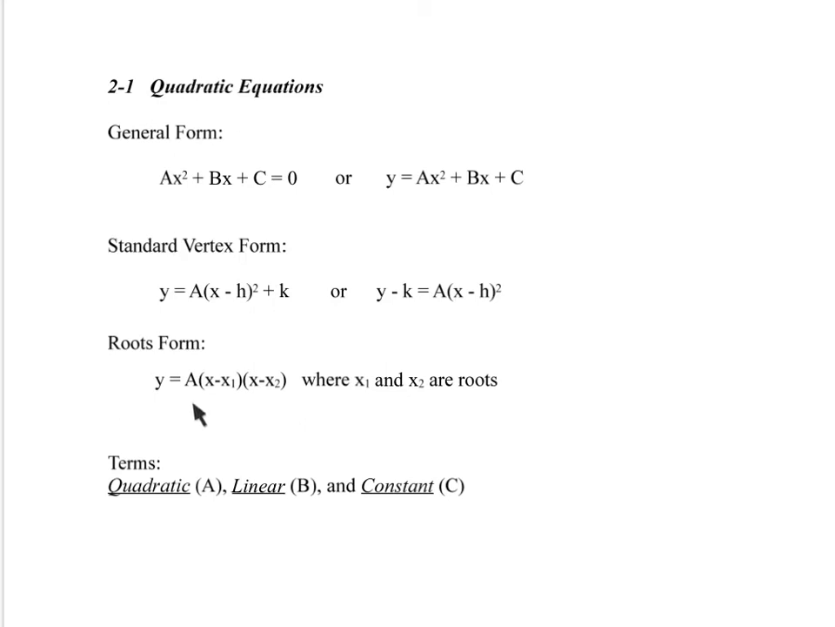And the roots form is when we factor the quadratic equation, we have our roots at x1 and x2. And of course, you know these words. The quadratic term, the x squared term, is the a term. The linear term, or the x term, is the b term, and the constant term, which is actually x to the 0, or the non-x term, is the third term, or the c term.